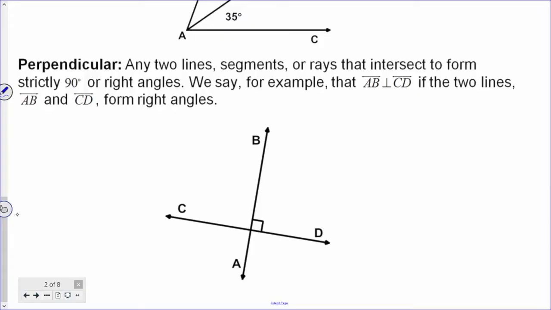Our final piece of terminology for right now is the word perpendicular. Perpendicular, any two lines, segments, or rays that intersect to form strictly 90-degree or right angles. We say, for example, that AB is perpendicular to CD. Now again, this little piece of symbolism for perpendicular is amazingly important. Sometimes we won't use the word, we'll only use the symbol, and you'll have to know what it means. So AB and CD are perpendicular if the two lines AB and CD form right angles.